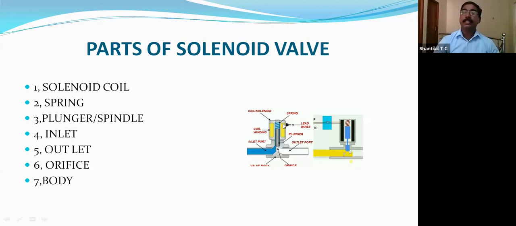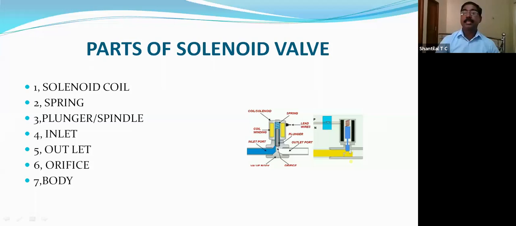The coil is energizing. When it is energizing, the plunger moves upwards. When the supply is cut, when it is de-energizing, the plunger moves downwards by this spring action. Here there is an orifice, and both sides have an inlet and outlet. Generally, this is fixed in the refrigeration system liquid line to prevent the flow of refrigerant when the system is in off condition.